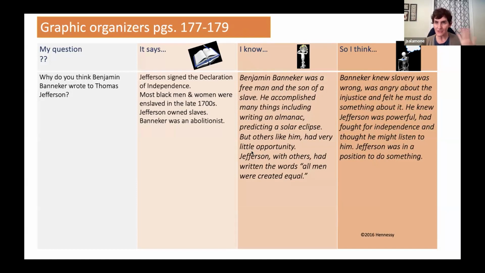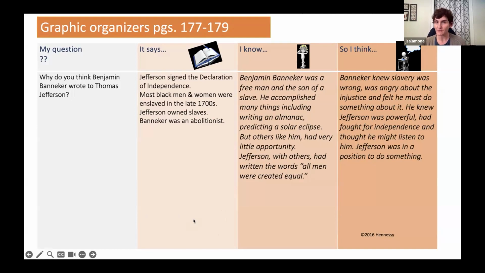But he also saw the experiences of those around him, and they did not have those same opportunities. And Jefferson had written the Declaration of Independence, those words, all men are created equal. So I can infer, right? Banneker knew that slavery was wrong. He was angry about the injustice, and he felt he had to do something about it. So he contacted Jefferson because he knew Jefferson was powerful and fought for independence, and he might listen.